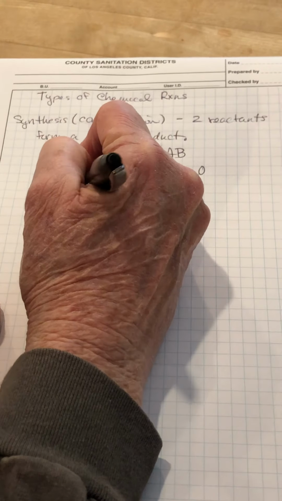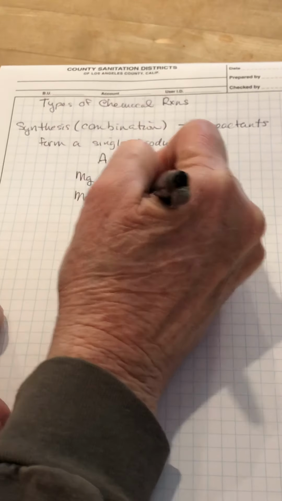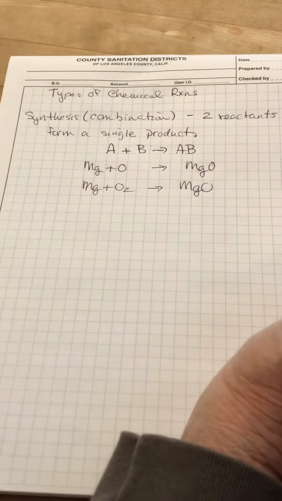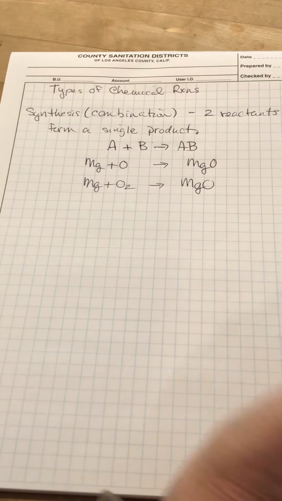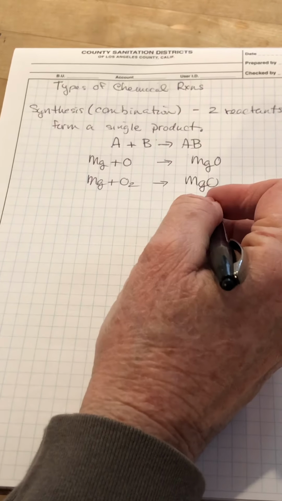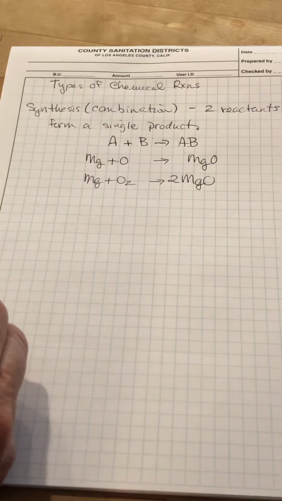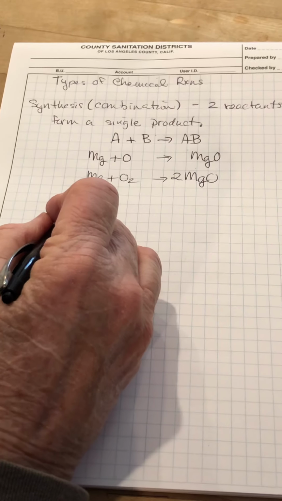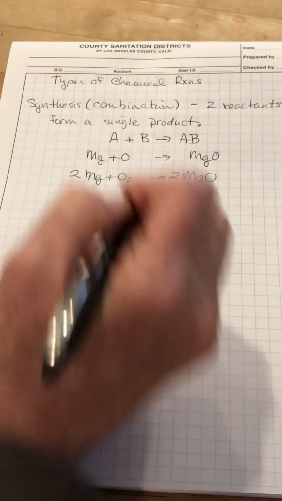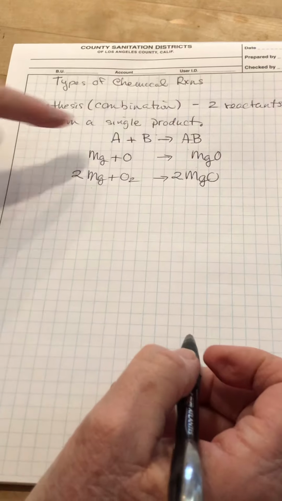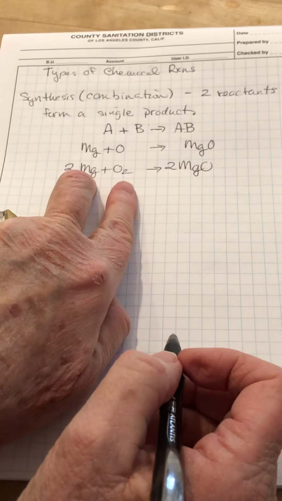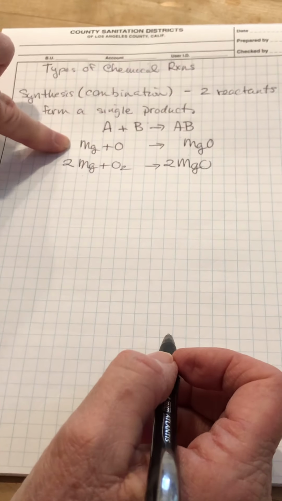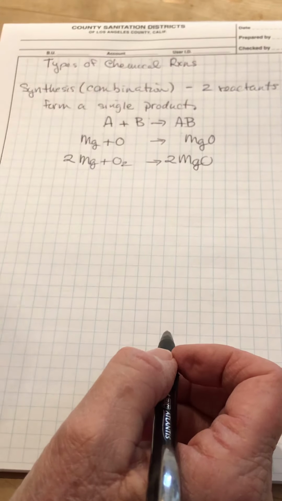So if we write magnesium plus O2, which is how we write oxygen, you'd still get MgO, but that equation's not balanced. So to balance it, I need 2 oxygens on this side. I'm going to put a coefficient of 2 in front of the MgO. Now my oxygens are balanced, but my magnesium is not. So I have to add a coefficient of 2 in front of the magnesium. It's still a combination reaction. You have 2 elements coming together to form a single product, but it looks a lot more complicated than it did in this form. So that's kind of the tricky part.